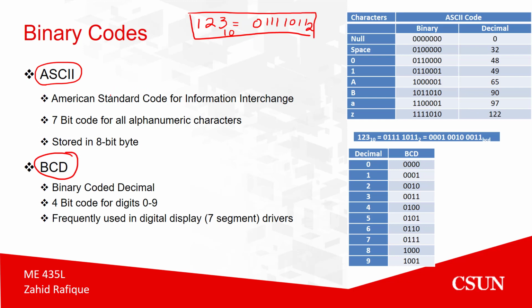ASCII code stands for American Standard Code for Information Interchange. It is a 7-bit code for the alphanumeric characters. 7-bit means that you can encode 2 raised to power 7, so a total of 128 possible combinations. That means you can represent 128 alphanumeric characters.